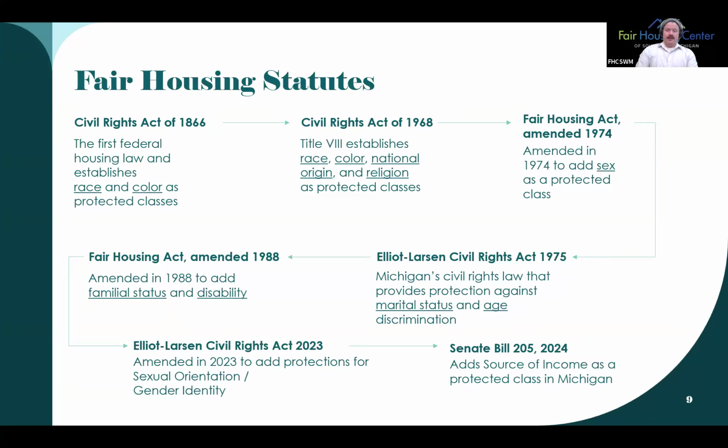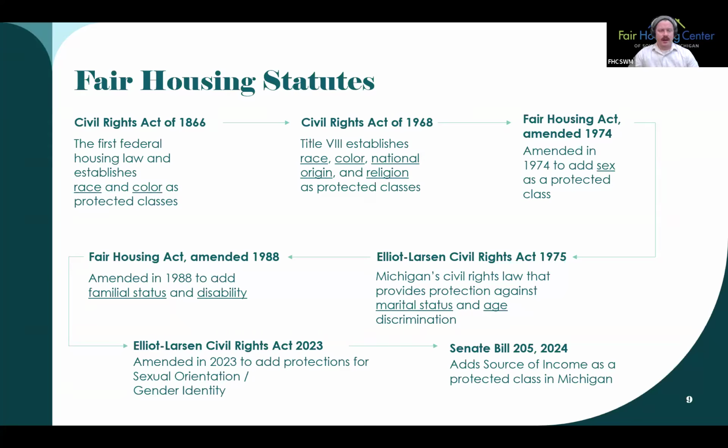Alongside the federal fair housing laws, state and local governments have passed their own fair housing laws. And as a reminder, those laws can only expand but never curtail the protections afforded by federal law. And so the Elliott Larson Civil Rights Act here in Michigan adds marital status and age protections in 1975. Later, the ELCRA was amended in 2023 to mirror the language of Executive Order 13988.